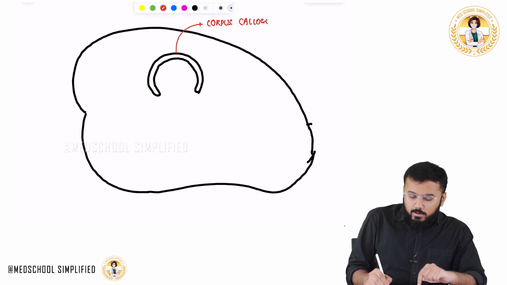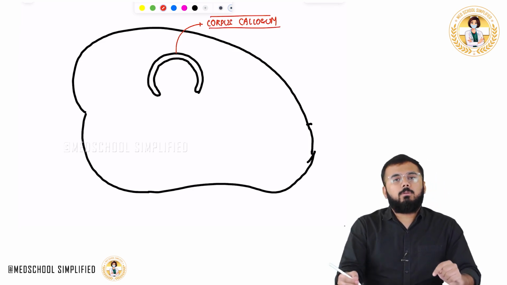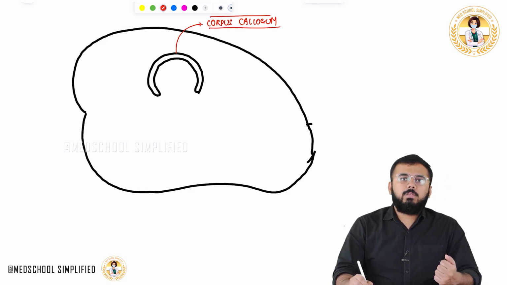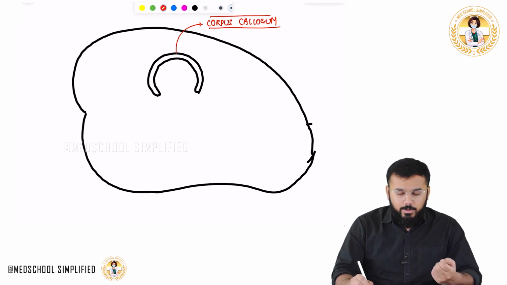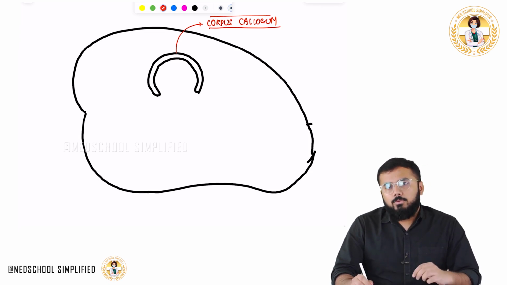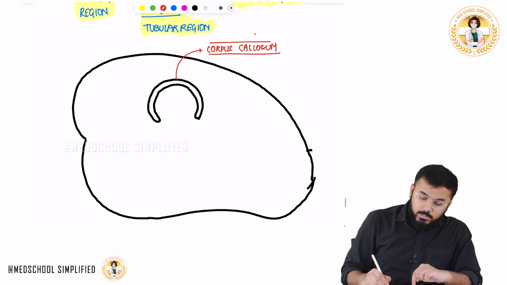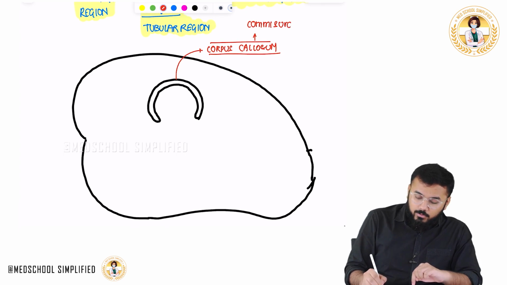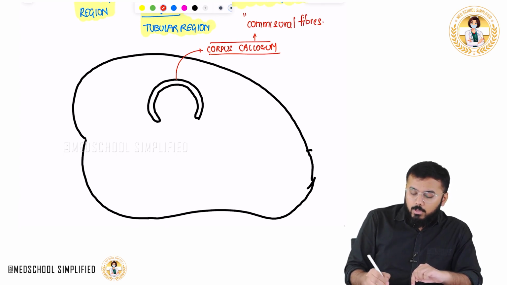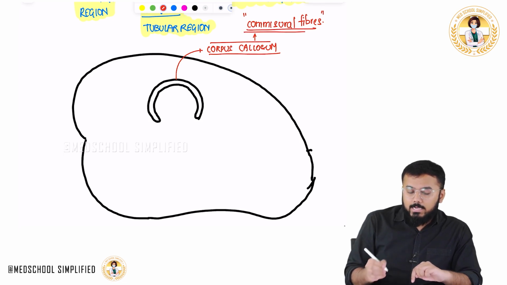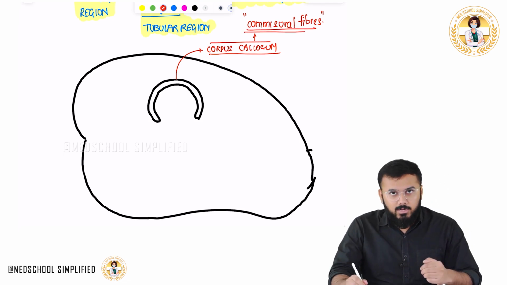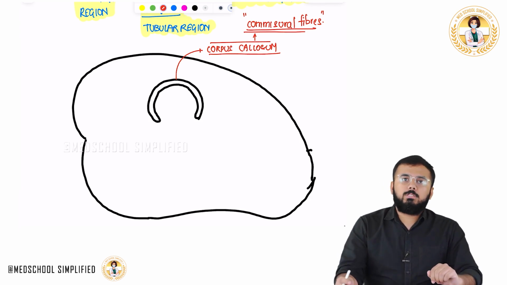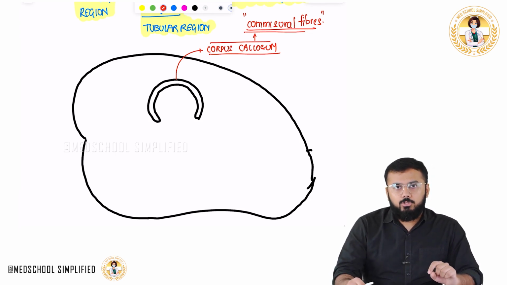I have discussed what is corpus callosum, what are the different parts of corpus callosum previously in a detailed lecture. Okay. So corpus callosum is a type of which fiber? Corpus callosum is a type of your commissural fibers. What is the use of corpus callosum? Corpus callosum connects the right cerebral hemisphere with the left cerebral hemisphere. That is the use of corpus callosum. That is why you call it as commissural fibers.